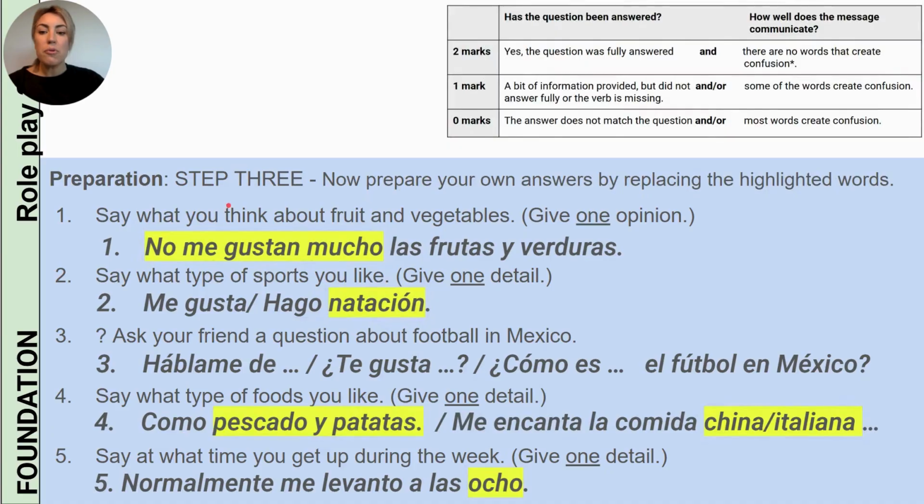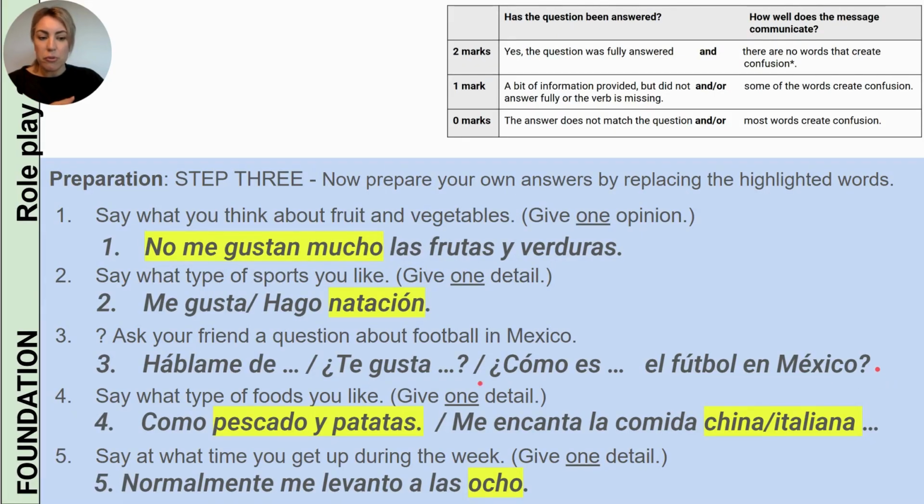Okay, so step 3, it is your turn. You're going to prepare your own answers by replacing the highlighted words. So what I said, I don't like much, you can say I love. Okay, so just take a look at the highlighted bits. So this is swimming, so you can say I do hockey or something else. You can choose for the question. Háblame de, te gusta, o cómo es, and then el fútbol en México.